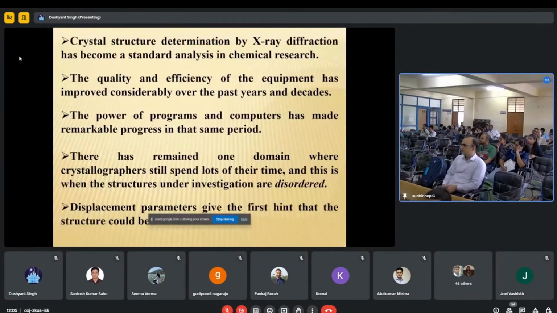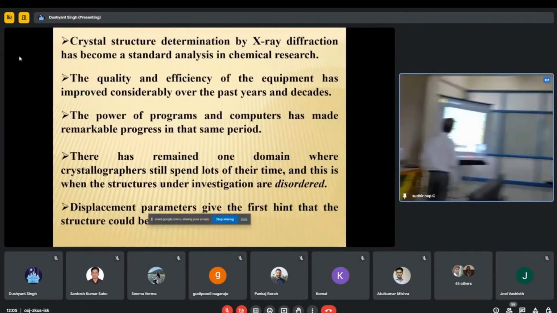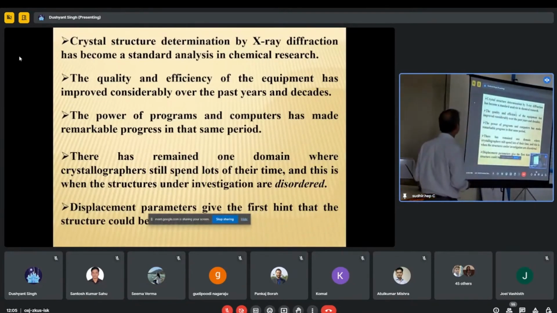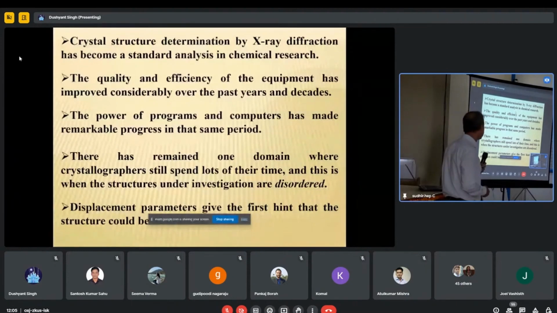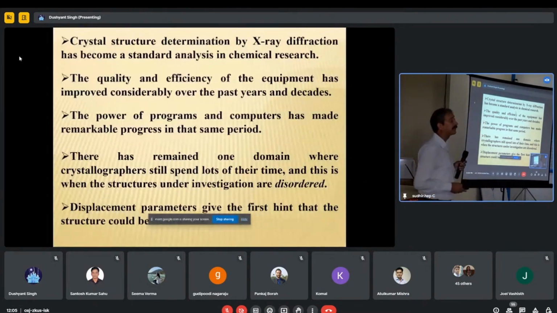So this is what the power of programs and computers has made remarkable progress in the same period. There has remained one domain where crystallographers still spend a lot of their time, and this is when the structure under investigation is disordered. The very first hint you can get is from the displacement parameters. Whenever you solve any structure, you get a set of coordinates x, y, z, and then the displacement parameters. The equivalent isotropic temperature factor gives you first-hand information on whether the structure you are solving is disordered or not.